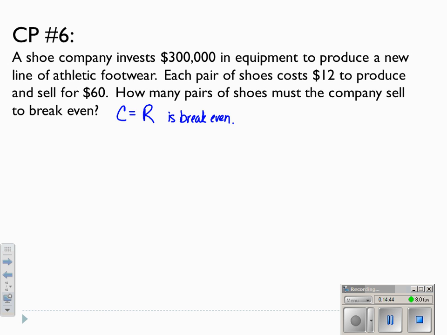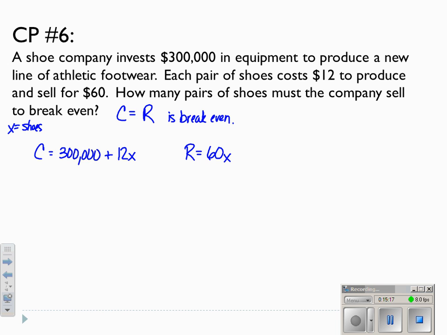So our cost, for example, we know we're going to have to spend 300 grand to start up. And we also know that it's going to be $12 per shoe. So off to the side here, I'm just going to remind myself that x is shoes produced. So 300 grand plus 12 times every pair of shoes produced is my cost equation. Now the money brought in: the problem says that you're going to sell the shoes for 60 bucks a piece. So my revenue is $60 times x.